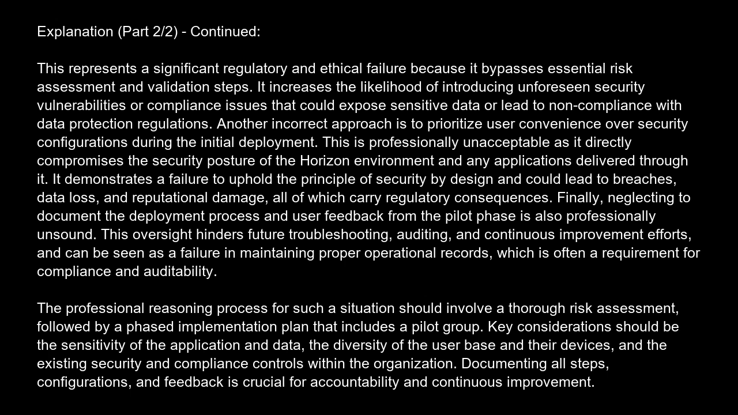The professional reasoning process for such a situation should involve a thorough risk assessment, followed by a phased implementation plan that includes a pilot group. Key considerations should be the sensitivity of the application and data, the diversity of the user base and their devices, and the existing security and compliance controls within the organization.